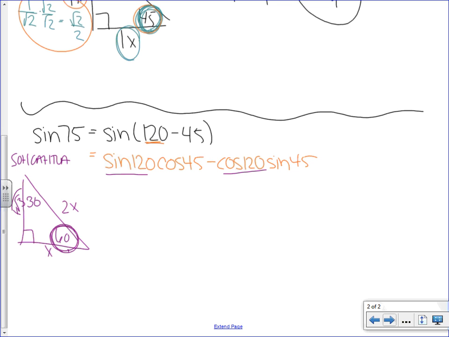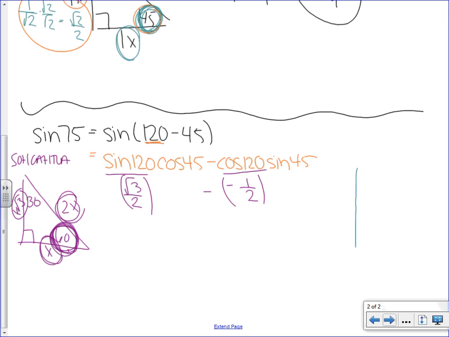So for sine, it's opposite over hypotenuse. So it's going to be the square root of 3 over 2. And it's going to stay positive because sine is still positive for 120. When I do the cosine of 120, I'm still using 60 as my reference angle. Cosine is going to be adjacent over hypotenuse. So that's going to be 1/2. But 120 is in quadrant 2 where cosines are negative. So that's going to be negative 1/2. I've still got this minus sign in between.